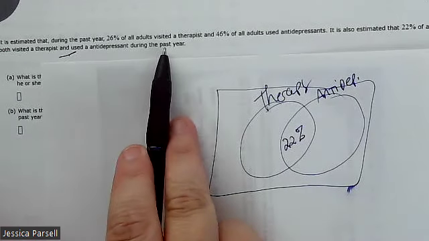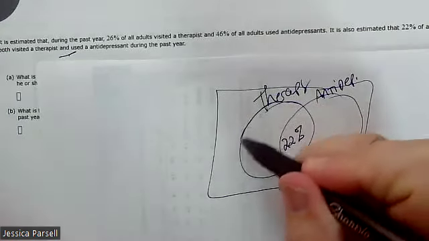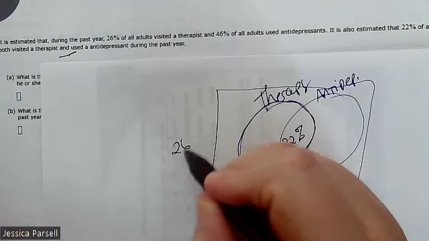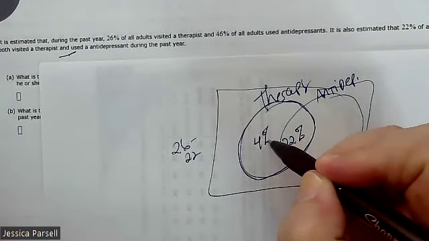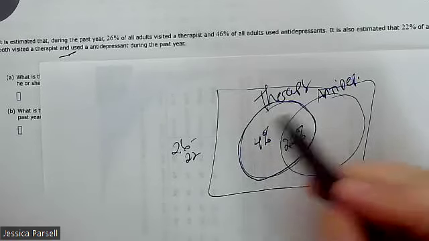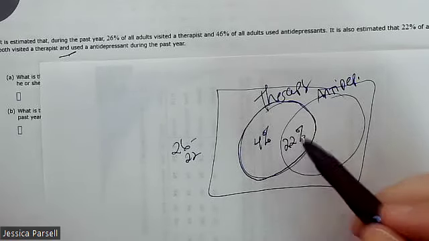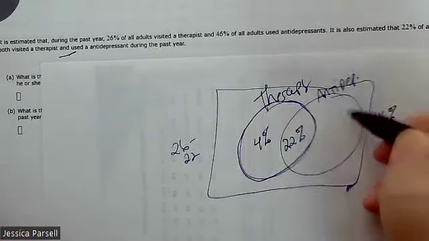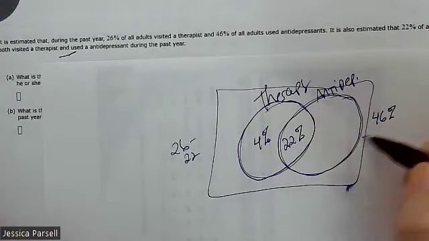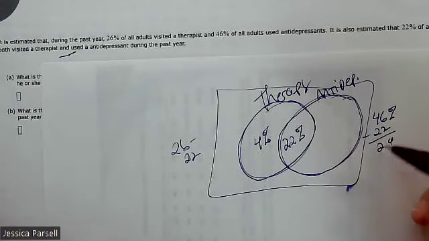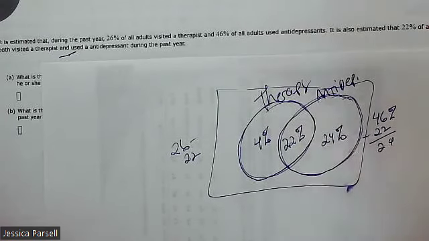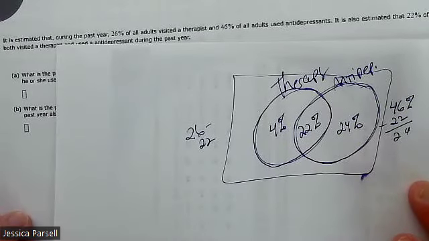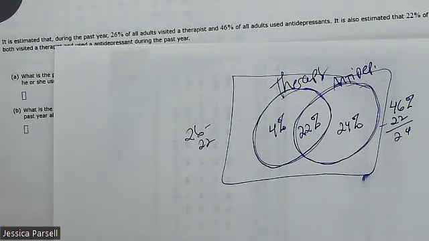Okay, 26% of all adults visit a therapist. So I need 26 in this particular bubble here, but I already have 22% here. So 26 minus 22 leaves me 4% here. So 4% plus 22% gives me 26% of adults visit a therapist. Okay, 46% use antidepressants. Well, 46% needs to be in here, but I got to take out 22%. So that's 24% right there. You don't necessarily have to do this, but for me, it really helps visually. Okay, so let's answer these questions.